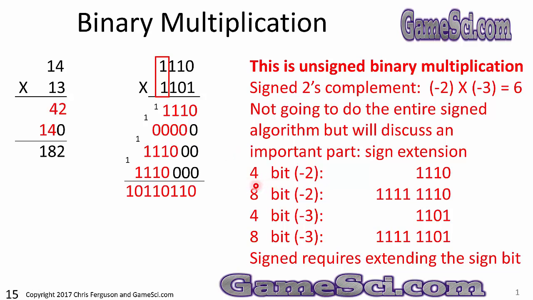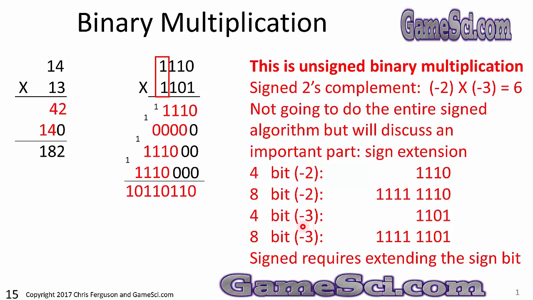In 4-bit 2's complement, minus 2 is 1110. That's 2's complement minus 2. If I were to create an 8-bit number out of it, I would have to extend the sign bit. See the sign bit in this column? To convert this to 8-bit 2's complement minus 2, you extend the sign bit all the way to the end, and you fill it with ones.